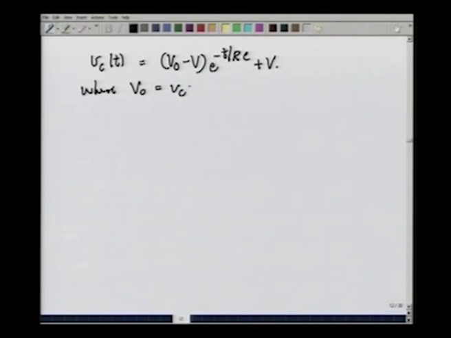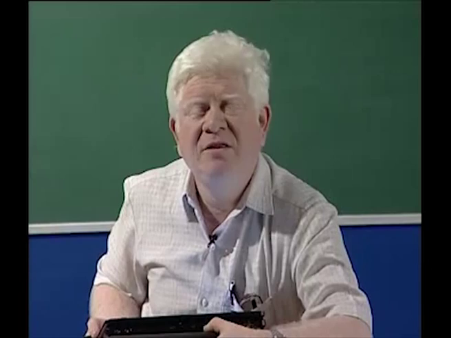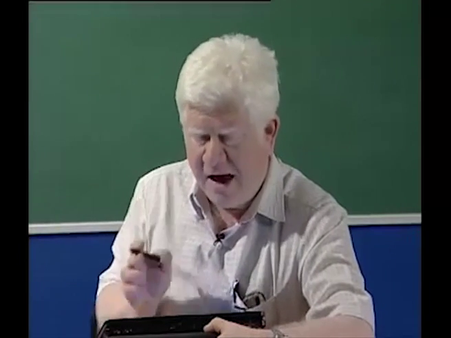We had V c of t given by V 0 minus V, times e to the minus t by R C, plus V, where V 0 was the voltage of the capacitor at the reference instant, that is at, in this case, t equal to 0. By the reference instant, I simply mean the instant at which the auxiliary conditions have been supplied. So, with this we have the expression over here.